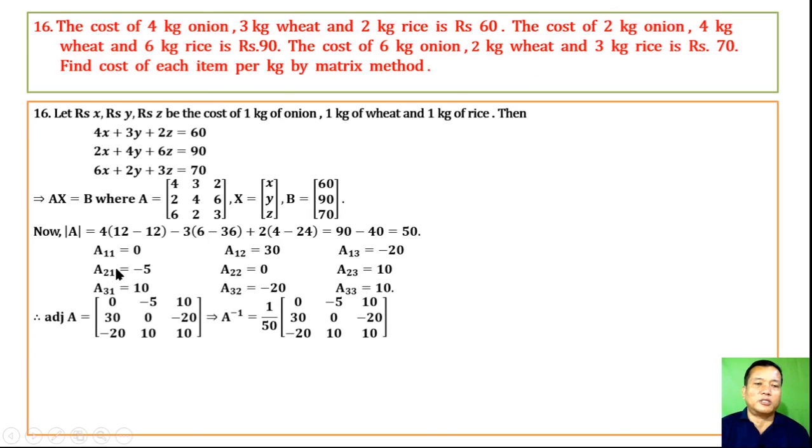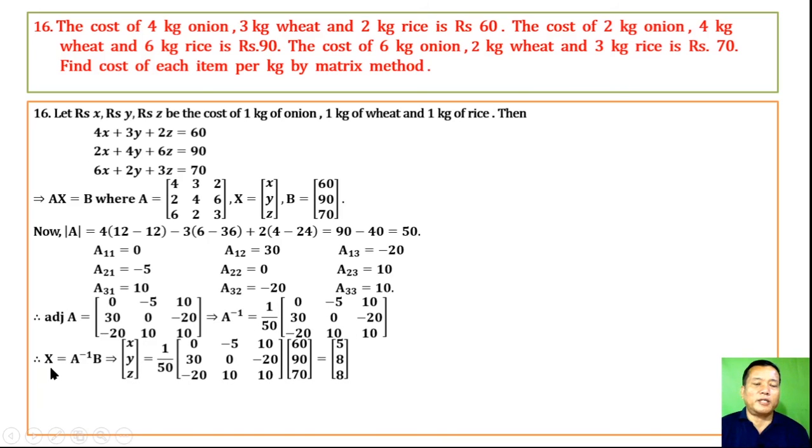Therefore, adjoint A is the transpose of the first row, first column, second row, second column, third row, third column. This implies A inverse is 1 by 50 into its adjoint. Therefore, X equal to A inverse into B. Putting the value of A inverse and B, multiplying the matrices and dividing by 50, we get 5, 8, 8. Equating, x equal to 5, y equal to 8, z equal to 8.